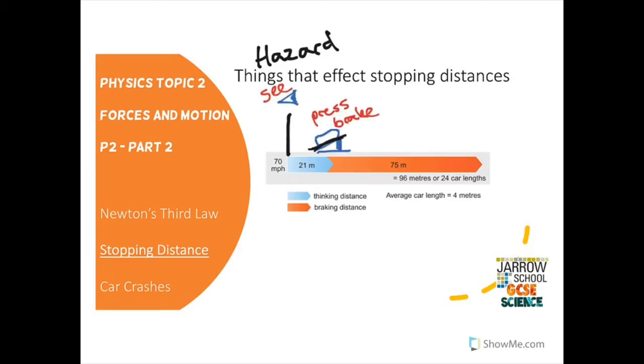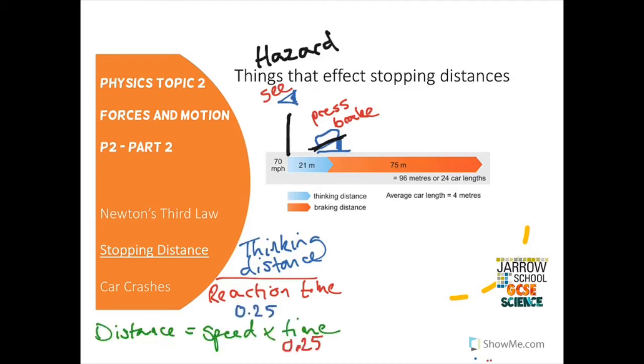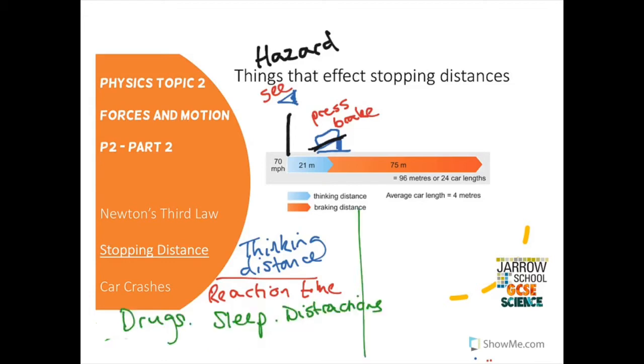So the thinking distance is the distance that you travel between seeing the hazard and pressing the brake. It is because of your reaction time, and the faster you're travelling, the thinking distance will also increase. The reason why the thinking distance would increase if the speed increases is because distance equals speed times time. So if the speed increases and the reaction time stays the same, the distance will also increase proportional to the speed. Things that would affect your thinking distance include drugs such as alcohol, the amount of sleep you've had, or distractions in the car.